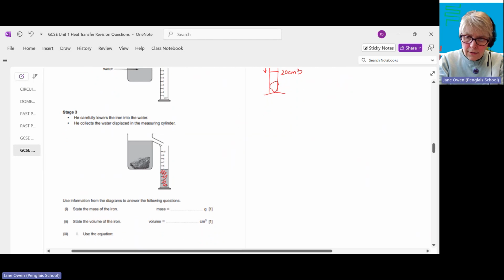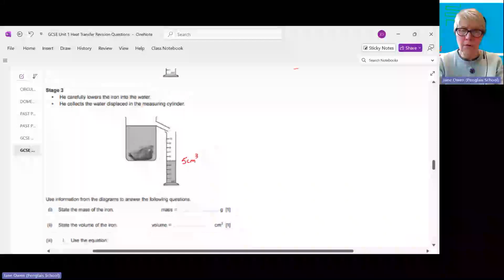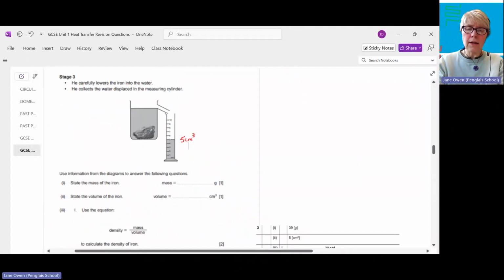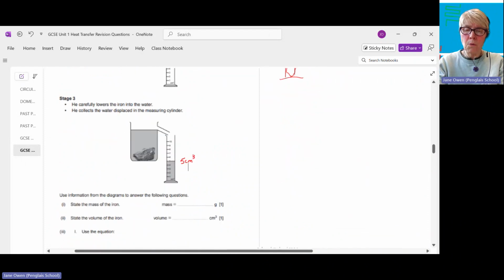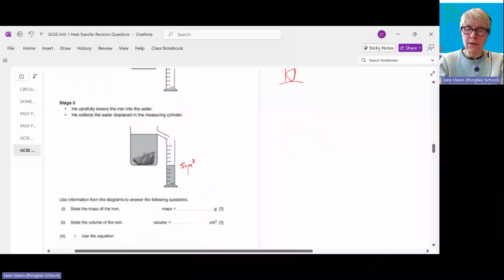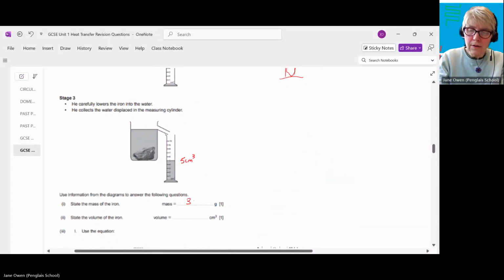And so that's reading off at 5 and I think it's centimeter cubed. They haven't, they might have it. I might have just got it off. Yeah, I think that's centimeter cubed. Okay, so use the information from the diagram to answer the following questions. So what's the mass? The mass is 39 grams. What's the volume? The volume is 5 centimeter cubed. That helps, all right, because I can't read that.